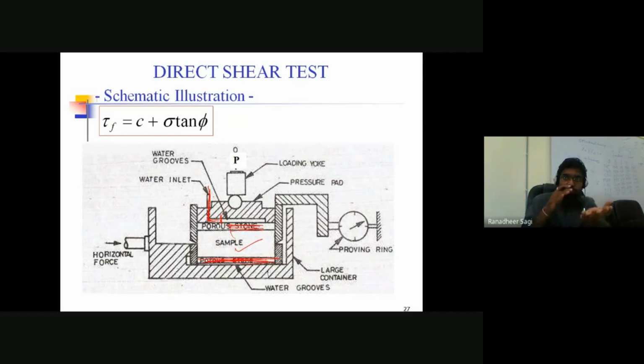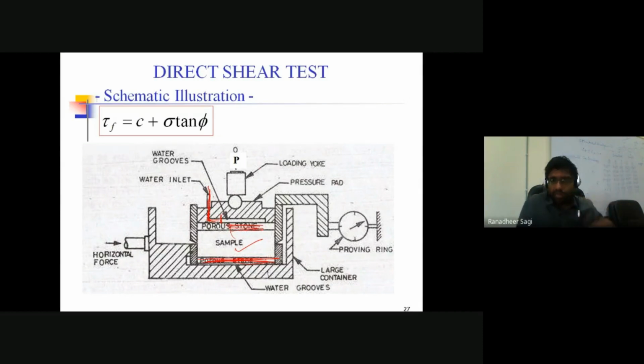that water can easily get drained out of your soil while the shearing process is taking place. Because when you start shearing the soil sample, what is going to happen? Excess pore water pressures will start building up in your soil sample, and due to that, water particles will try to go out of your interconnected void path and get drained out of your soil.